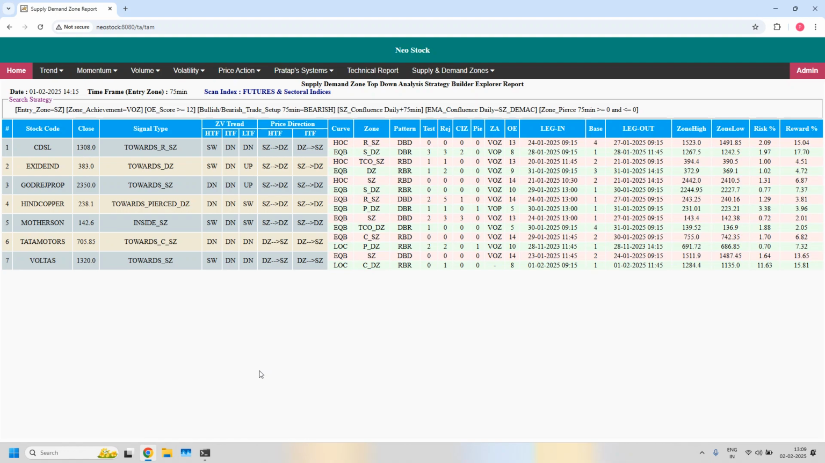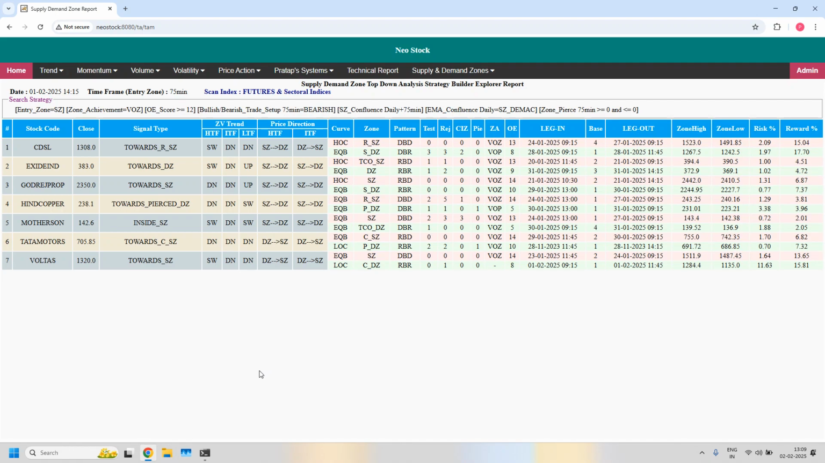And in all these 7 stocks, the daily supply zones are having daily EMA confluence. But our 75 minutes entry supply zone is overlapped with the daily zone. That way it is a more high probability trade setup zone. Okay, this is about LTF, ITF supply zone confluence.